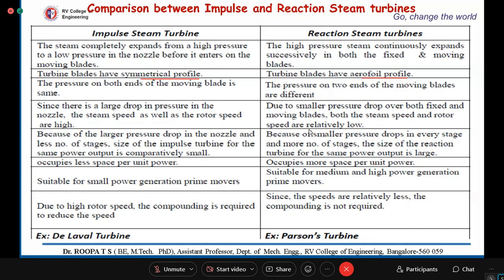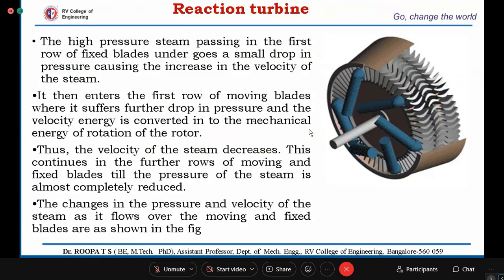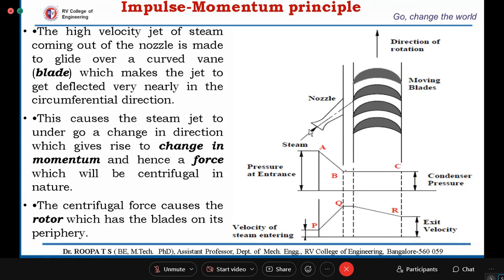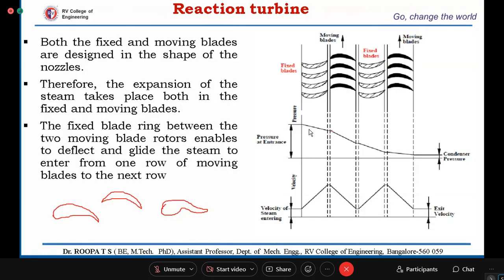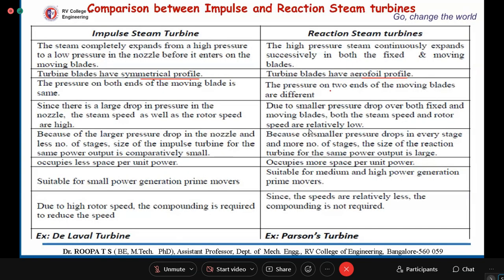So the impulse turbine blades have a symmetrical profile, whereas the reaction turbine blades will have an aerofoil profile. The pressure on both ends of the moving blades is the same in the case of an impulse turbine, because there is no change in pressure as the steam glides over the blades. In this graph, we had seen that there is no change in pressure. This B to C is a straight line. Whereas in the case of reaction turbines, we have a drop in pressure in all the stages. So the pressure on the two ends of the moving blades is different.